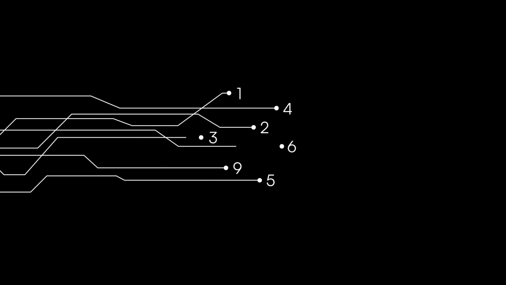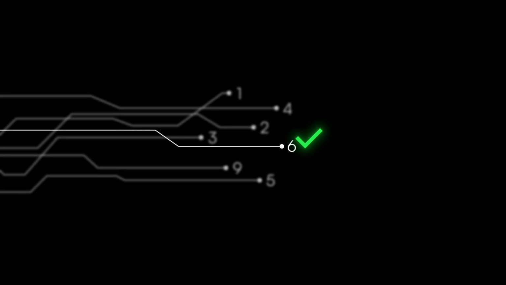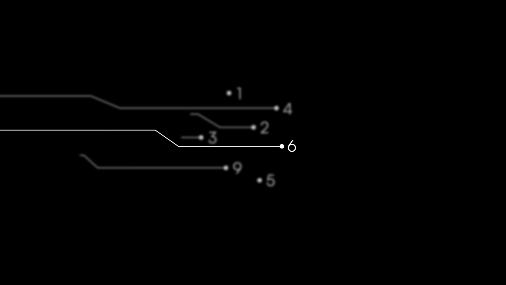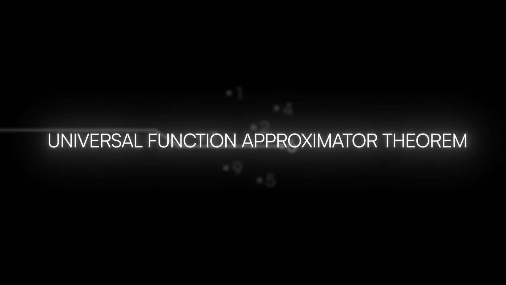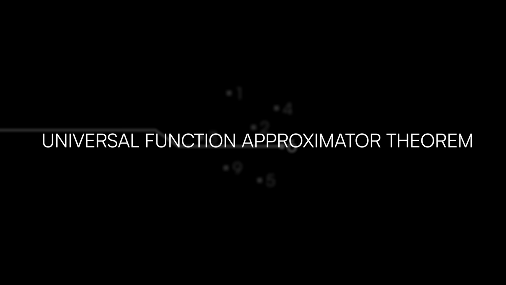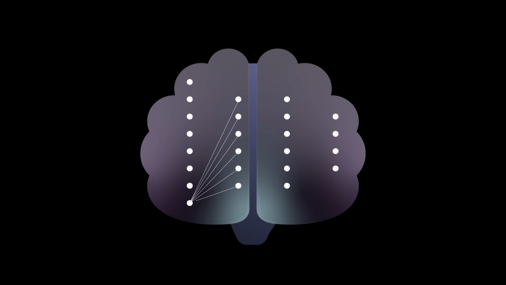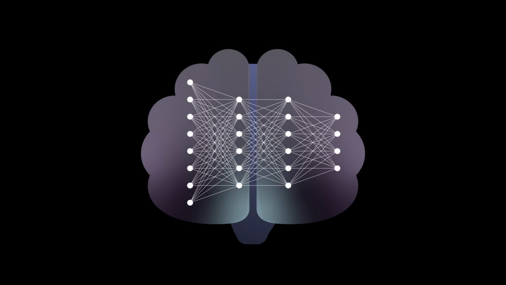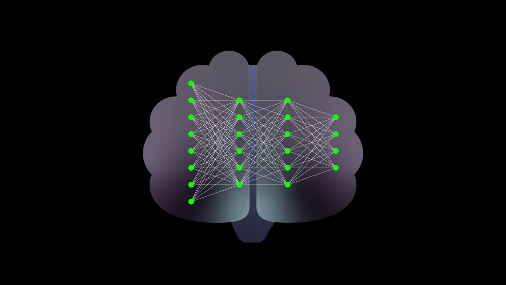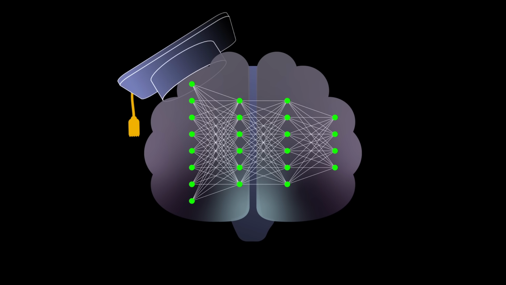Now, you might wonder, how can we know the neural network will eventually get the answer right? There's actually a really deep result about this called the universal function approximator theorem. This result, which has been proven mathematically, says that with enough neurons and enough layers, a neural network can approximate any function. So we know a neural network can learn multiplication just like we did in school.